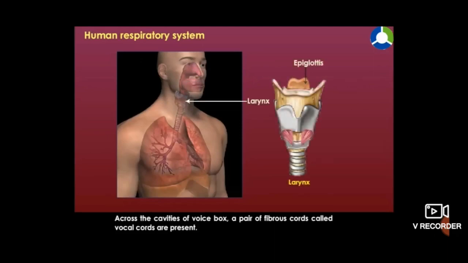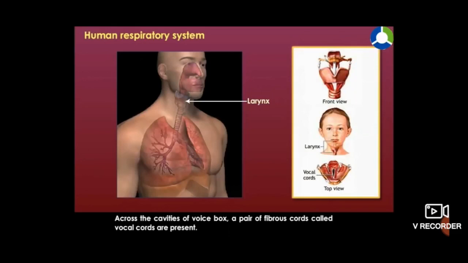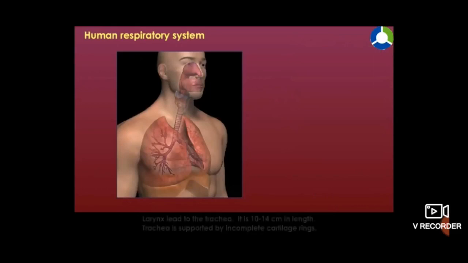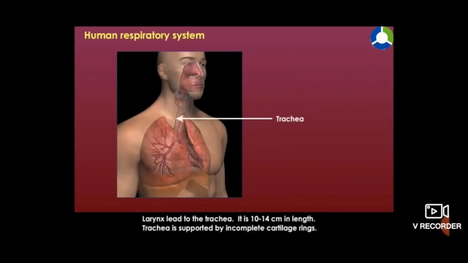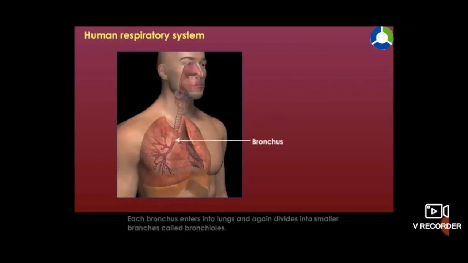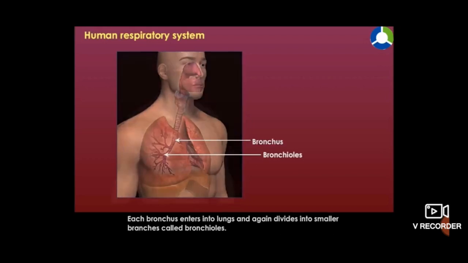Across the cavities of the voice box, a pair of fibrous cords called vocal cords are present. Its vibration produces sounds. The larynx leads to the trachea. It is 10 to 14 centimeters in length. The trachea is supported by incomplete cartilage rings. The lower end of the trachea divides into two branches called bronchus. Each bronchus enters into the lungs and again divides into smaller branches called bronchioles.